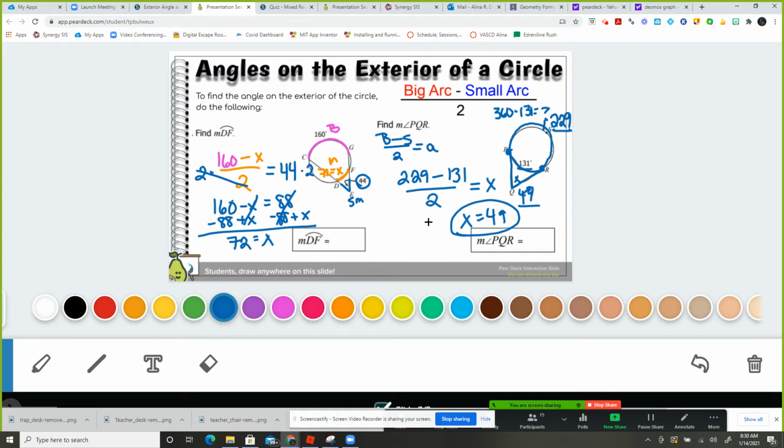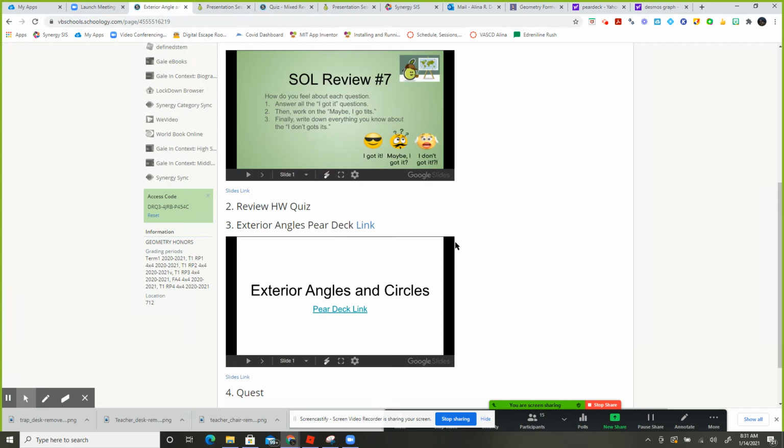Big minus small divided by 2 in order to find these exterior angles. Okay, so that exterior angle, big minus small divided by 2. All right. That is the end of the notes for this unit.